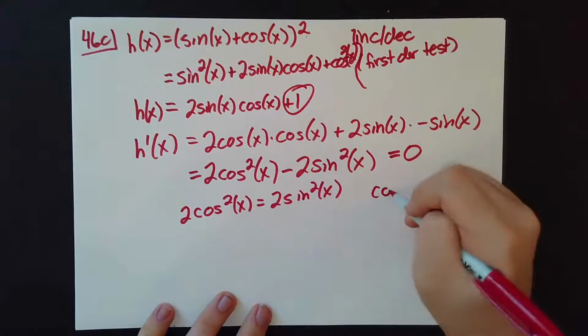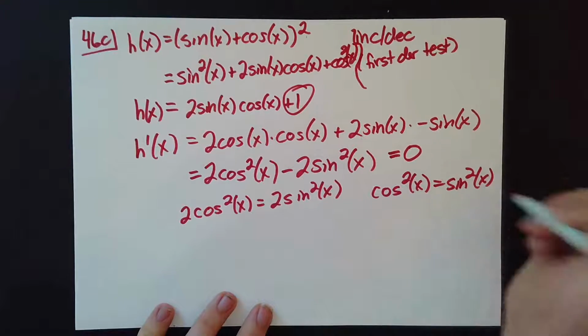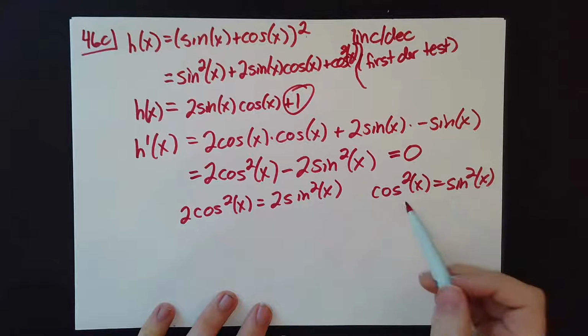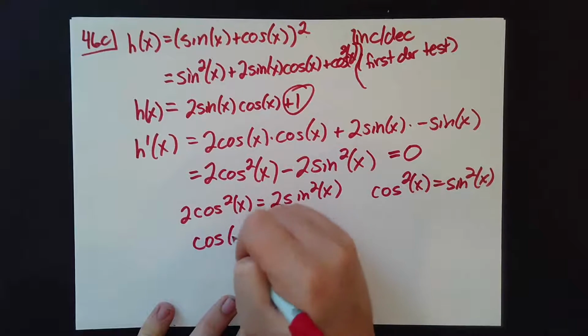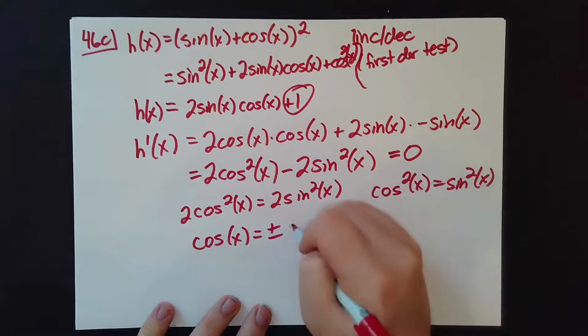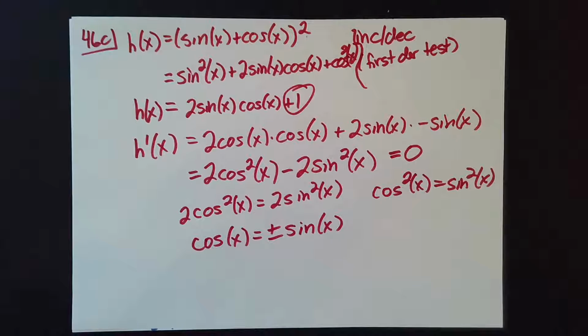or cosine squared of x is equal to sine squared of x, or, and I can take the square root of both sides, which is going to give me a plus or minus, cosine of x is equal to plus or minus the sine of x. Okay. So I'm looking for the spots on the unit circle where either cosine and sine are the same, or where cosine and sine differ only by a plus or minus sign.